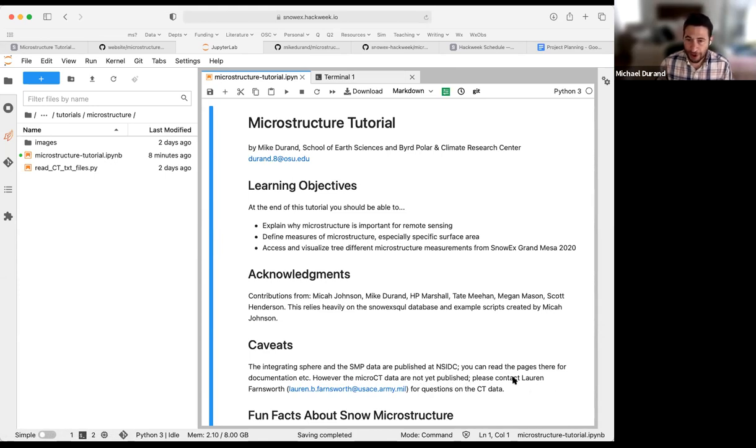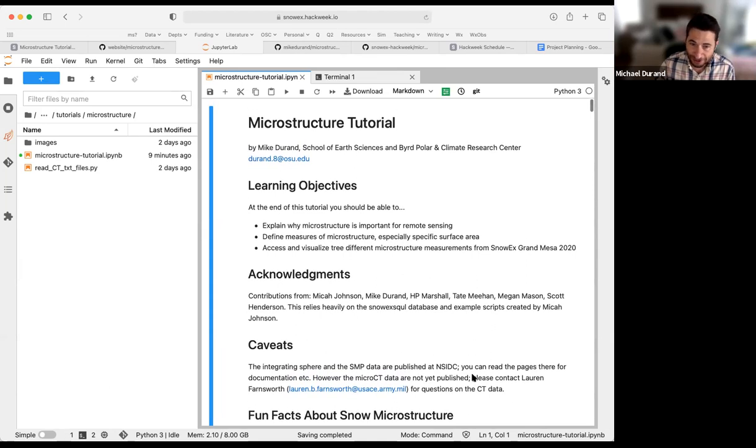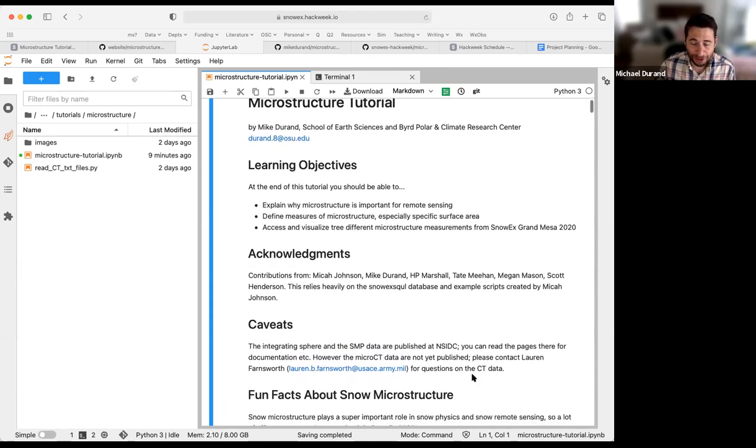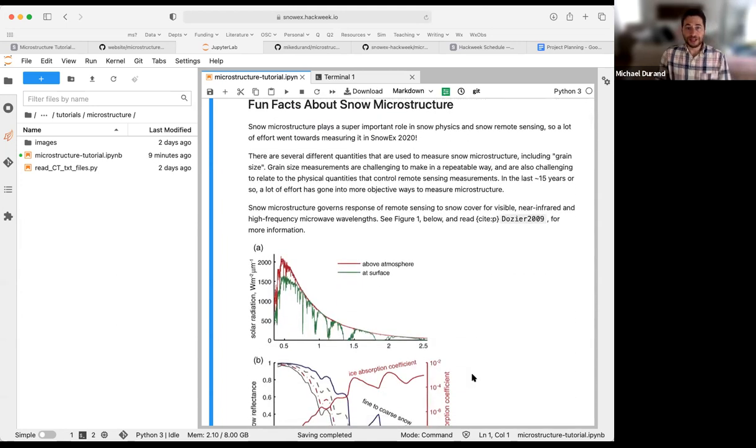So the providers asked me to give Lauren Farnsworth's email here. If you have questions on the CT data, she's the one to go to. And I should also mention that this data took tons and tons of people hours to collect. So thanks to everyone who's actually measuring things about snow microstructure.